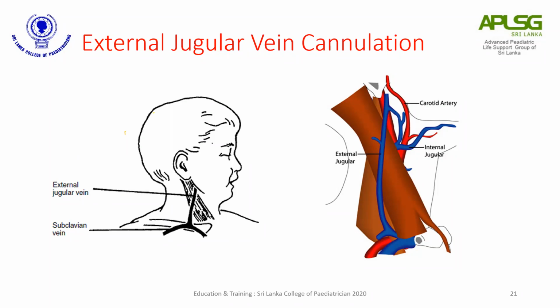You can ask your assistant to apply pressure on the distal part of the vein, the visible part just above the clavicle, so that it will stabilize the vein, and with the compression, the vein will be distended. The technique of cannulation is just like the peripheral line: first prick the skin, then go through the subcutaneous tissue, and go to the vein.